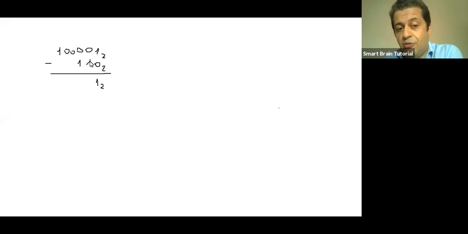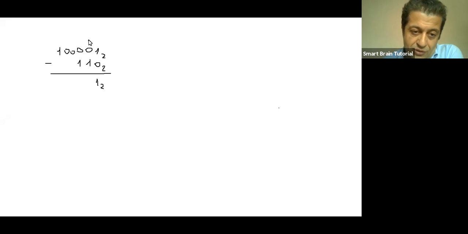Here we cannot do 0 minus 1, so we borrow a 2 from here, but the third place, or the fourth, let's say, doesn't have anything to give to this place here, so it borrows from the last one, from 1. So this is distributed into all these place values here.